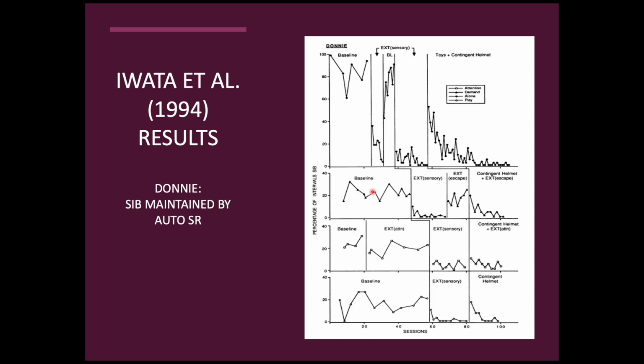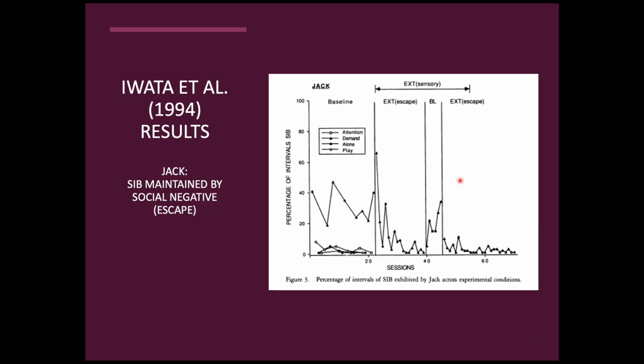If you look down on the subsequent panels, again, you see sensory extinction is effective, but then they apply a different form of extinction, escape extinction, and that has no effect, right? Of course, they go back to sensory extinction and there's an effect. So you see that repeated, that sensory extinction is very effective. If you apply a different form of extinction, it is not effective. So again, this paper is just driving the point home that we need to know what the maintaining variable is to apply the right form of extinction.